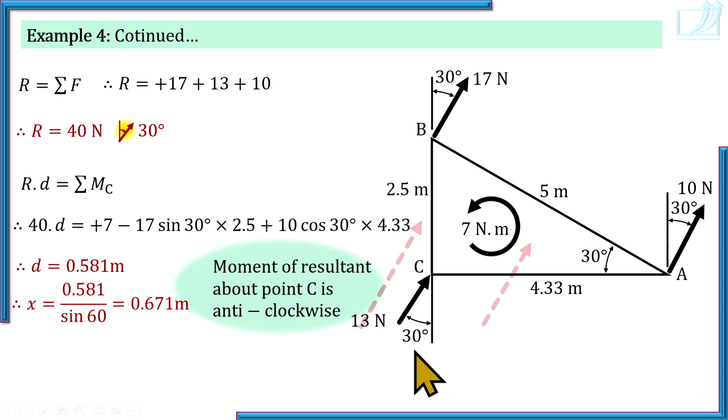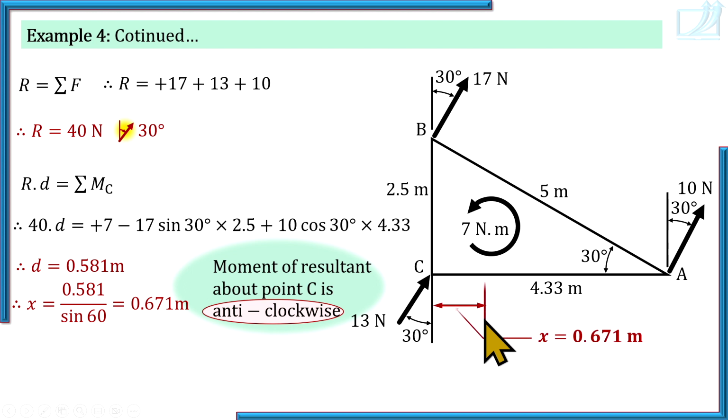Now let's locate the resultant in the space diagram. As usual, either the resultant is on the left side or on the right side, but wait. The resultant must have anti-clockwise direction. So this resultant's position suggests clockwise direction of moment, so it is not correct. So the correct position is on the right side of point C. So on the right side of point C, show the resultant.